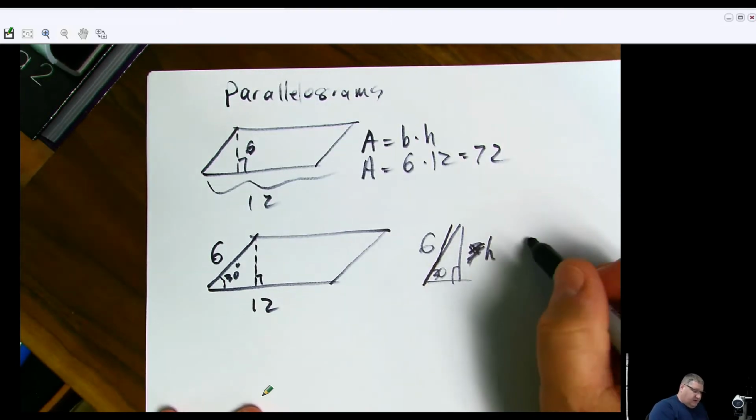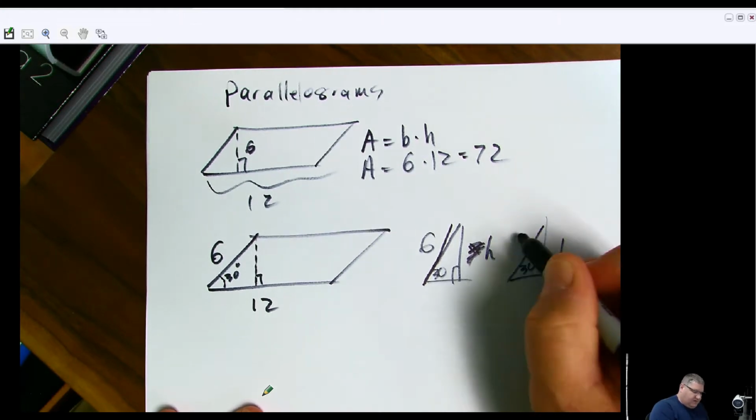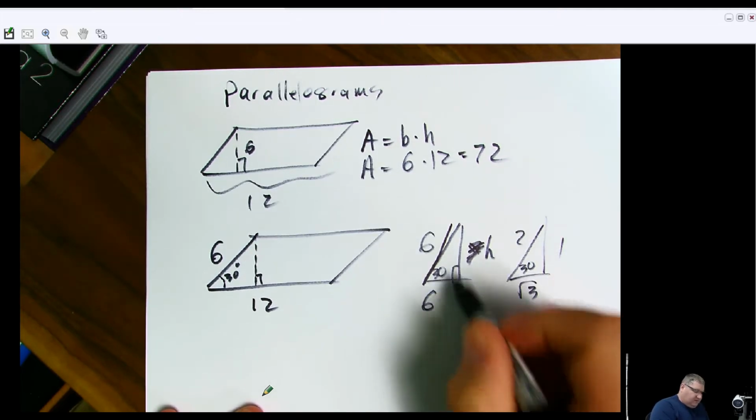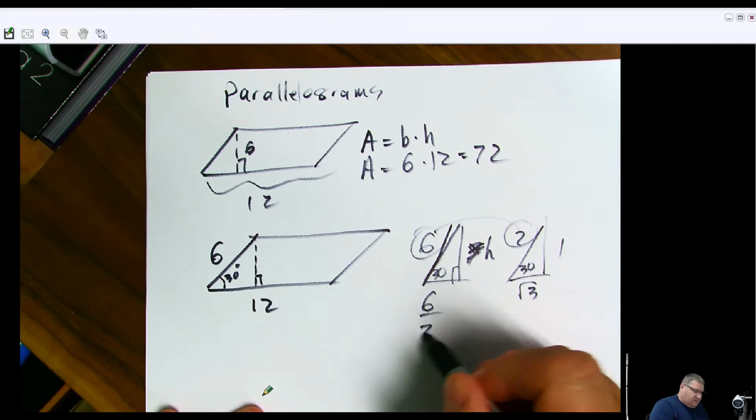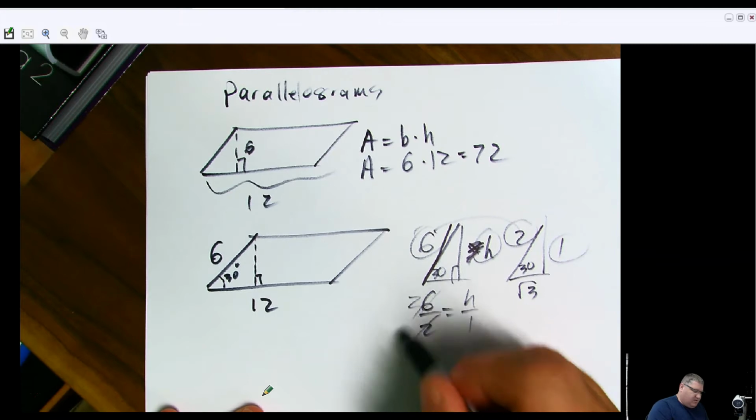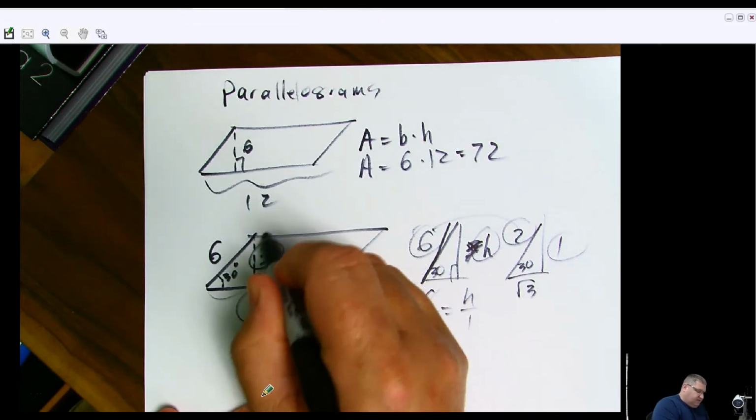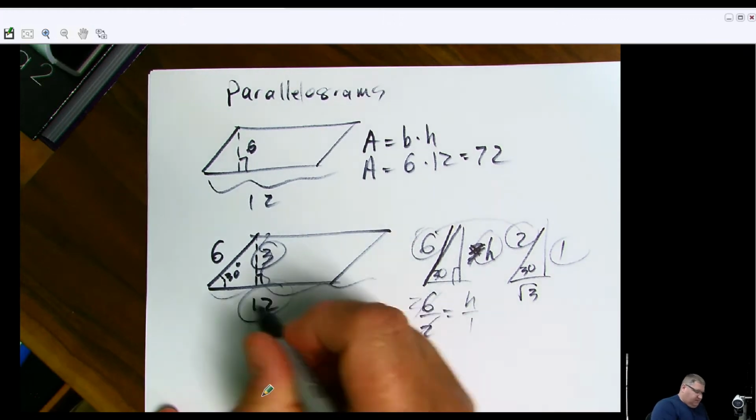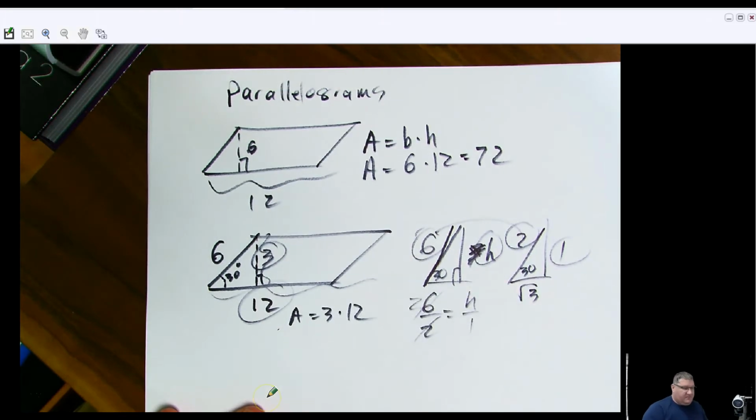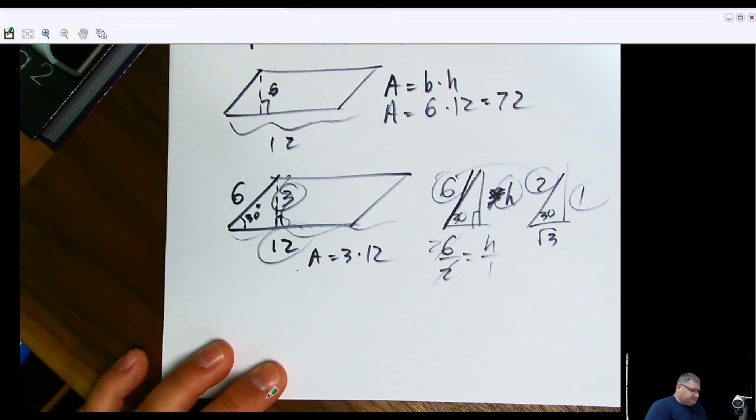But that's not too bad because I could draw a 30, 60, 90. I got a 30 here. That's a 1. That's a 2. That's a root 3. And so I say 6 goes with 2 as h goes with 1. H equals 3. And now, do I have the base and the height? I do, in fact. So I simply say area equals 3 times 12. Very good.